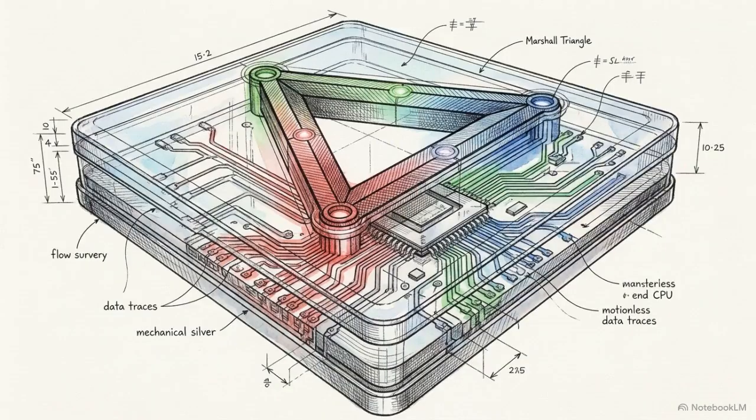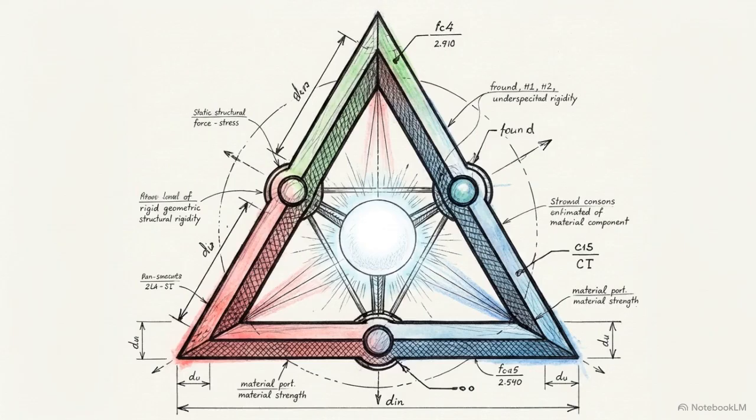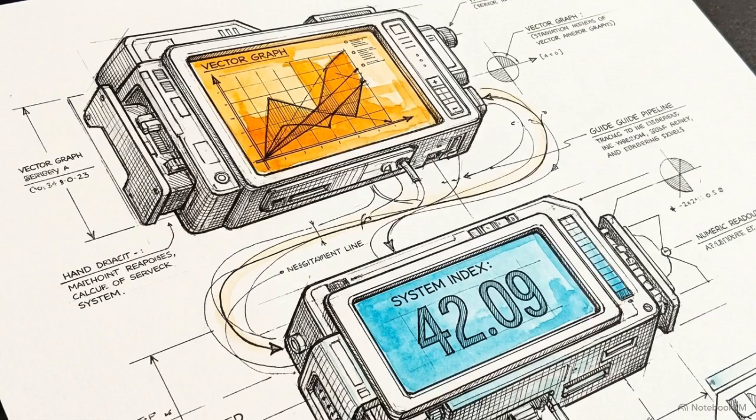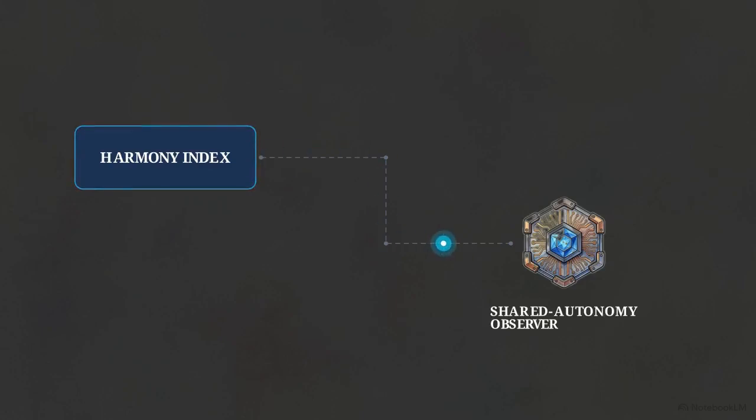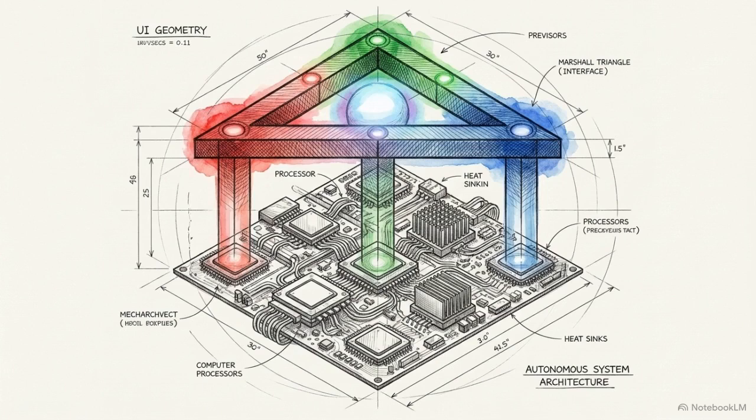The mathematics of the Marshall triangle drive the system's internal operations. It functions as a constitutional geometry. Its internal mathematics dictate actual system behavior and autonomous execution. The displacement vector and the final harmony index score are exposed as first-class outputs in the computation pipeline, available for downstream software modules. This flowchart shows the primary consumer of these metrics, the system's shared autonomy observer. The exact same math rendering the visual interface is simultaneously making autonomous system decisions behind the scenes, unifying UI and system architecture.